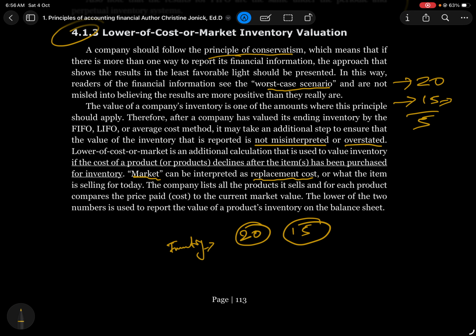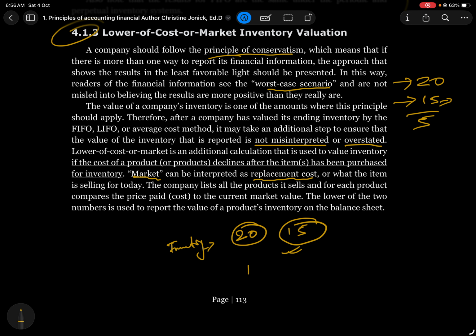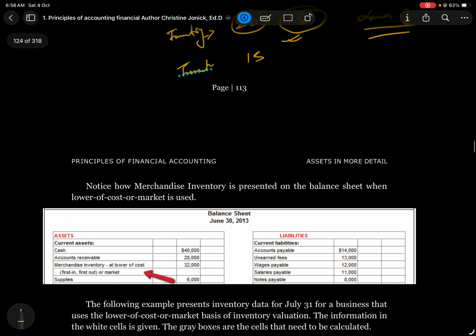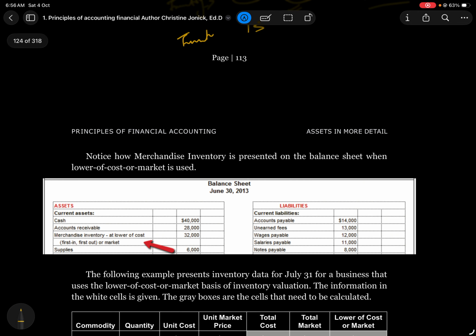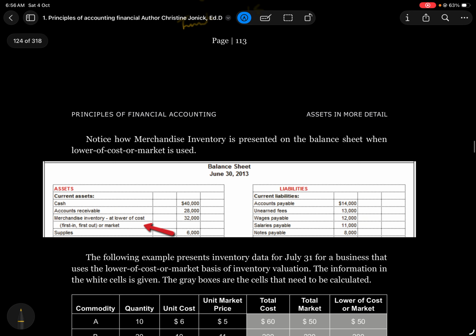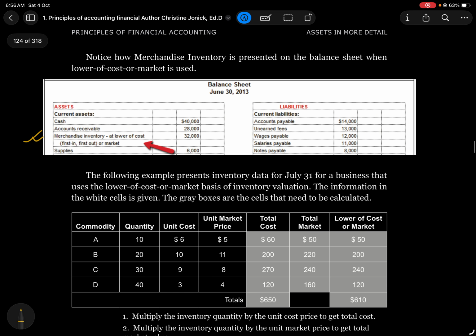Inventory is not this, lower of which is lower. This is lower, na? So that's why our ending inventory will be 15. Okay, lower, lower of. Why do we do that? Because of the principle of conservatism. Okay, as you can see, it's presented over here in the balance sheet as well.